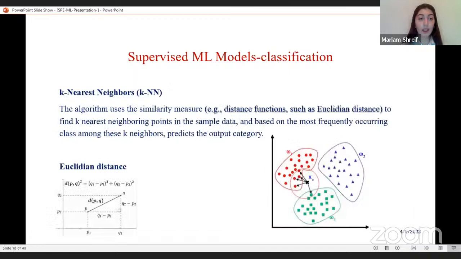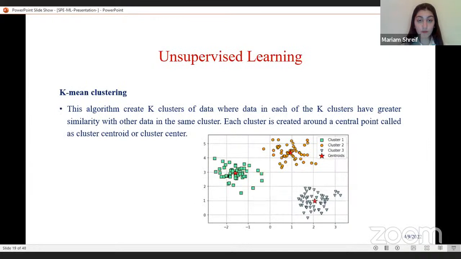And finally, we have the k nearest neighbors. So this algorithm uses some similarity measures such as the Euclidean distance in order to find the k nearest neighboring points in a sample data. And then based on the most frequently occurring class among the k neighbors, it predicts the output category. While the k-means clustering creates clusters, and the data in each cluster has a certain similarity or feature in common. And each cluster is created around a central point, which is called a cluster centroid or cluster center.